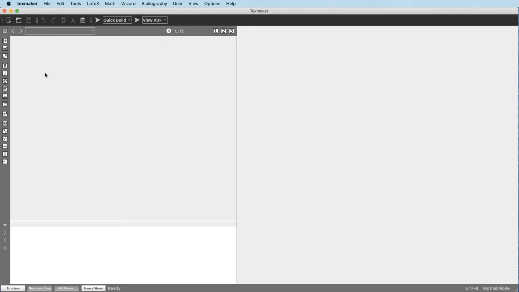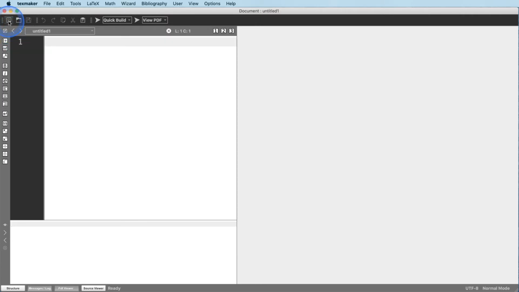If you want your screen to match mine exactly, you're going to want to download TexMaker. Make sure that you do have MikTeX or MacTeX installed before you install TexMaker. So I am in TexMaker right now, and I'm going to create a new file. So just click on that icon here, and it looks like I have a new file ready to go.